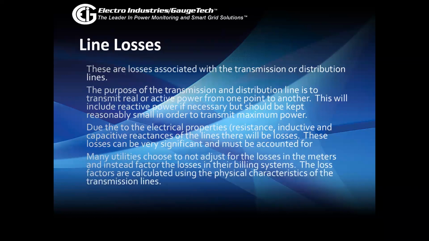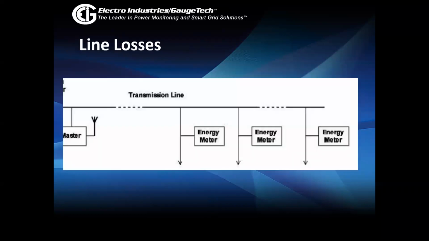And many utilities choose not to adjust for the losses in the meters, and instead they factor in the losses in their billing. They usually account for a percentage or something that they've done historically, and that works for them. The loss factors are generally based on the physical characteristics of the transmission lines. So we talk about line losses.